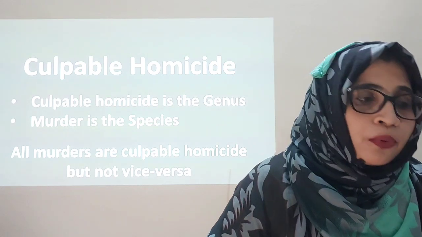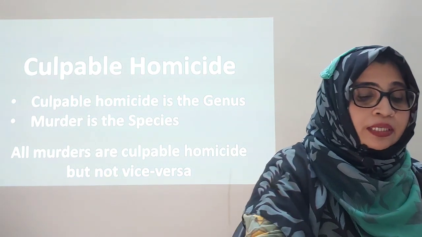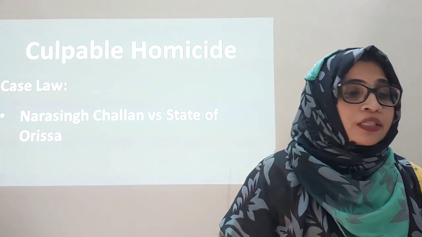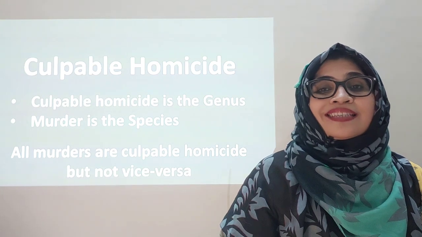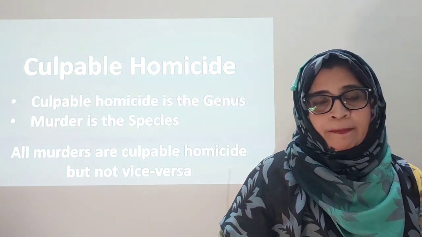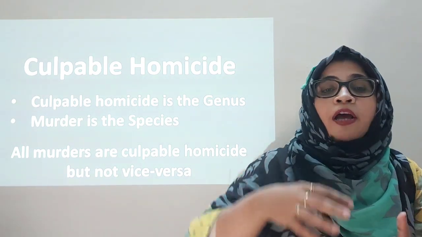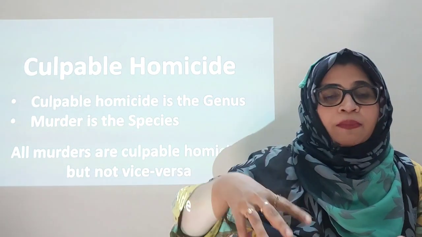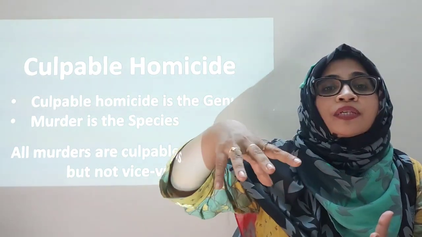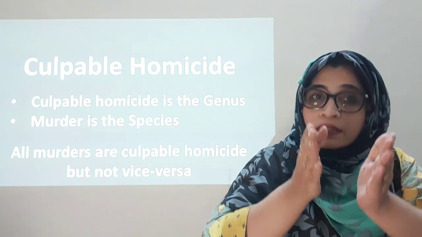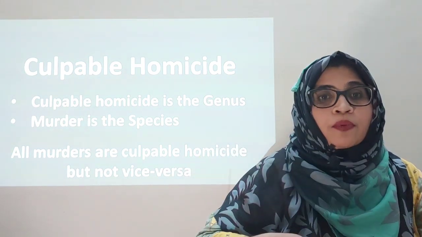Okay, now we will go to culpable homicide. What is the genus part and what is the murder species part, we will discuss that. First we will go with the case of Nara Singh Chalan versus State of Orissa. In this case the court held that culpable homicide is the genus part and murder is the species part. According to the taxonomy classification, genus means the main part, from which the other branches came. Culpable homicide is like a trunk, and murder and other offenses come under the various branches of the trunk. In the sense, culpable homicide is the trunk part, and murder and other offenses come under the species of culpable homicide, right?